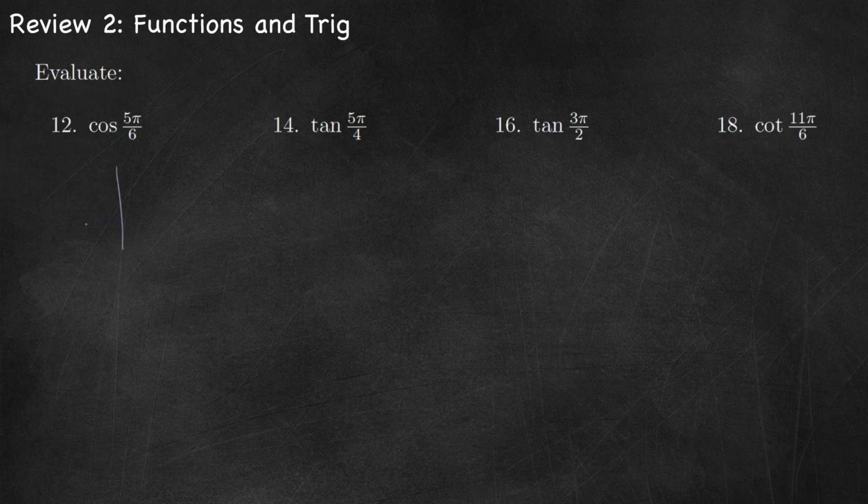Number 12, cosine of 5 pi over 6. 5 pi over 6 is 6 pi over 6 minus 1 pi over 6. So we are in quadrant 2. Cosine is negative in quadrant 2. My reference angle is pi over 6, and the cosine of pi over 6 is square root of 3 over 2.